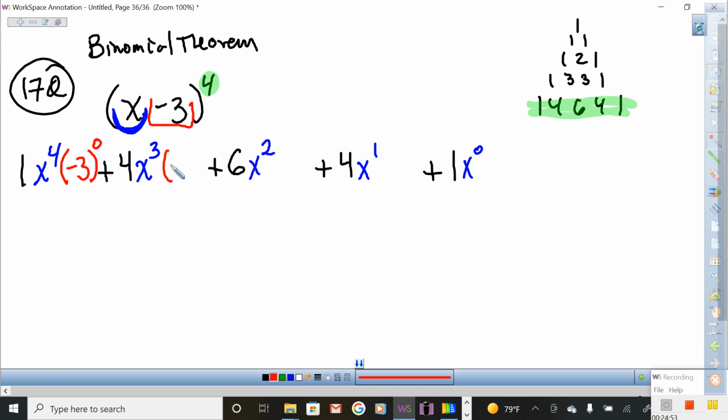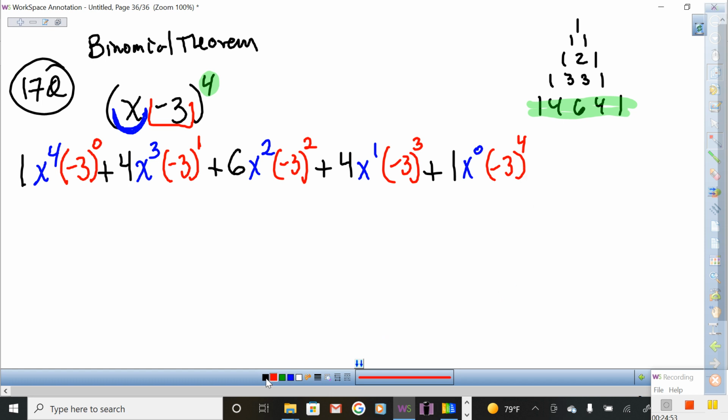And that one, the next one would be what? -3 to the what? 1, -3 to the 2, -3 to the 3, and -3 to the 4. Now that we have it set up, now we multiply and simplify.